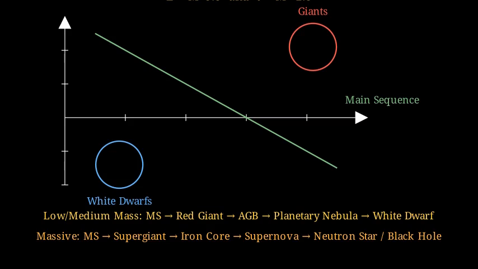Low and medium mass stars exhaust core hydrogen, ignite shell burning, and expand into red giants. They later enter the asymptotic giant branch, shed their envelopes as planetary nebulae, and end as white dwarfs. Massive stars evolve rapidly into supergiants, build iron cores, and explode as supernovae, leaving neutron stars or black holes.